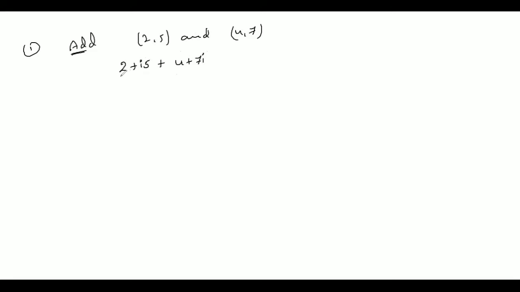Here both real parts we have to add, 2 + 4, and imaginary parts also we have to add, 5i + 7i. Taking i common, 5 + 7. So 2 + 4 equals 6, plus 5 + 7 equals 12i. This is the real part and this is the imaginary part. Like that we can add.